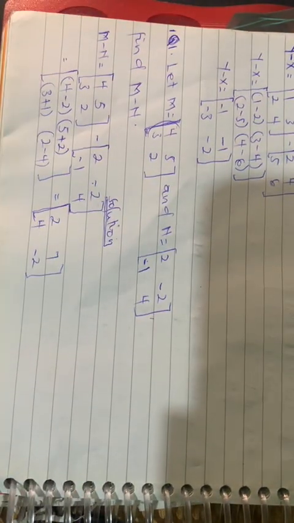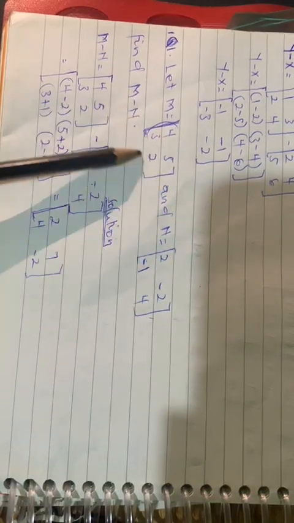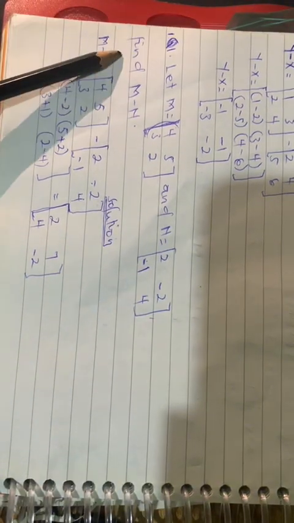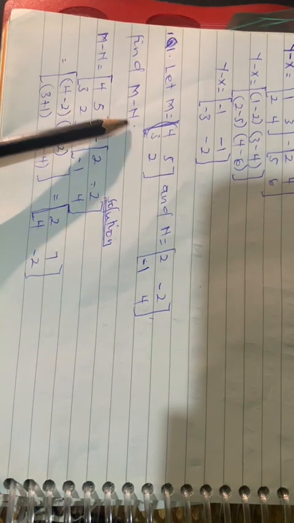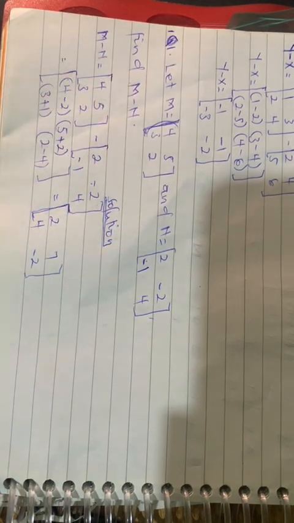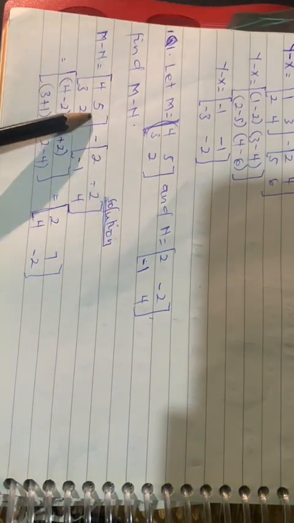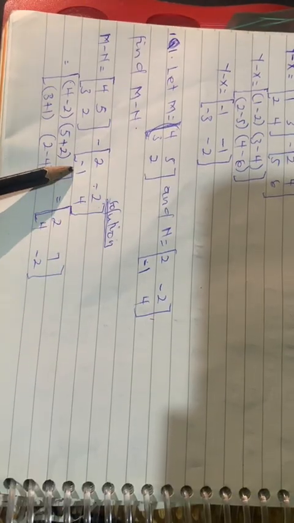Let's solve another one. Let m is equal to 4, 5, 3, 2 and n equals 2, negative 2, negative 1, 4. Find m minus n. So in this question we are subtracting n from m. So the matrix m is 4, 5, 3, 2 minus 2, negative 2, negative 1, 4.